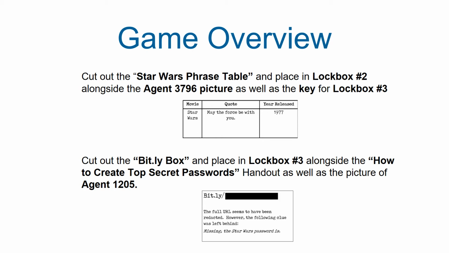Next, cut out the bit.ly box, which you can see below, and place it in lockbox 3 alongside the how to create a top secret passwords handout, as well as the picture of Agent 1205. And then lock lockbox 3 and you can hide that lockbox as well.